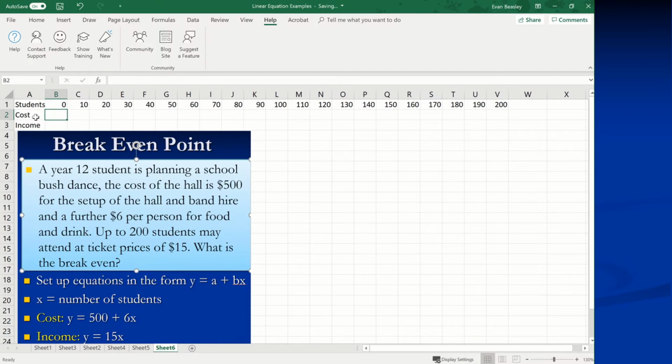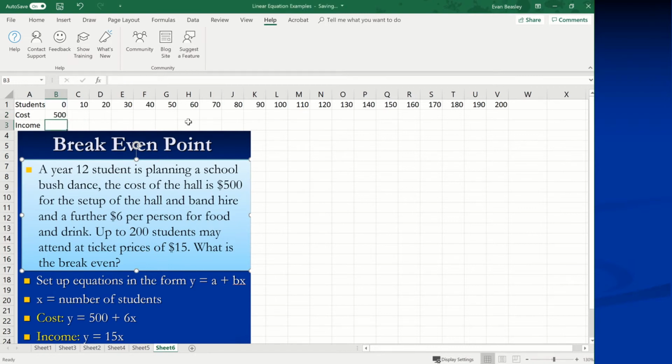Now, what do we say? The cost was $500 and then another $6 per student. So what we want to do is now create our cost line. So we've got our cost was $500 plus $6 times the number of students. Now we've created the number of students as our top row in our Excel table here. So my formula for cost is just 500 plus 6 times the number of students, and the number of students is going to be that top row there.